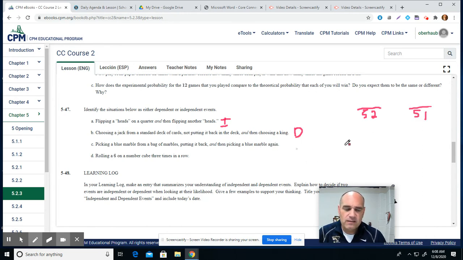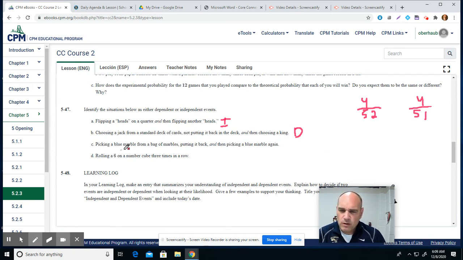because I didn't put it back. And so therefore, I'm going to say it's dependent because we have a different probability going on here, because I have a different number that is on here. So I'm going to say that this is definitely dependent. You know, in the first one, choosing a jack from a standard card, you have 4 jacks out of 52. Then choosing a king, well, there's 4 kings in the deck, and now there's only 51 cards. So I'm going to say that these are definitely dependent because they don't have the same probabilities.